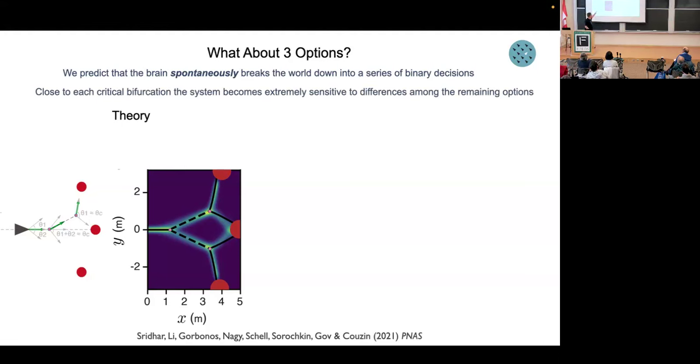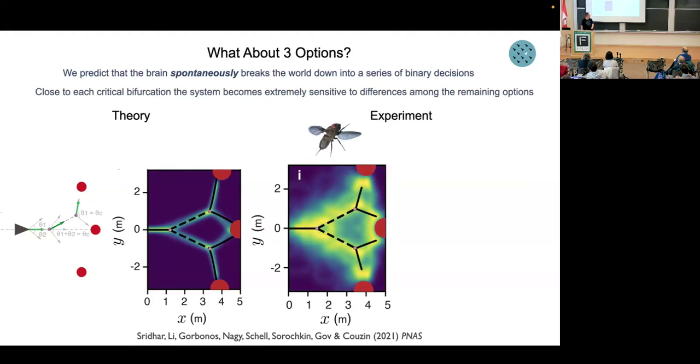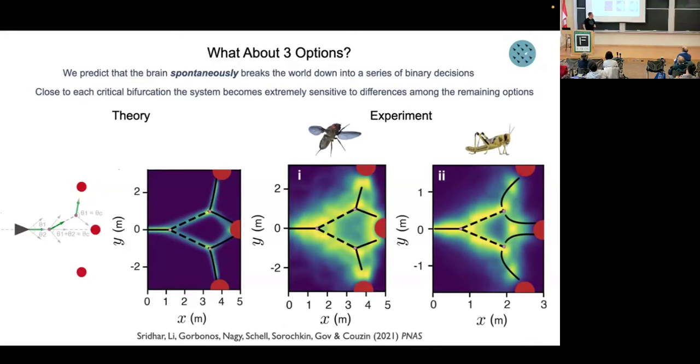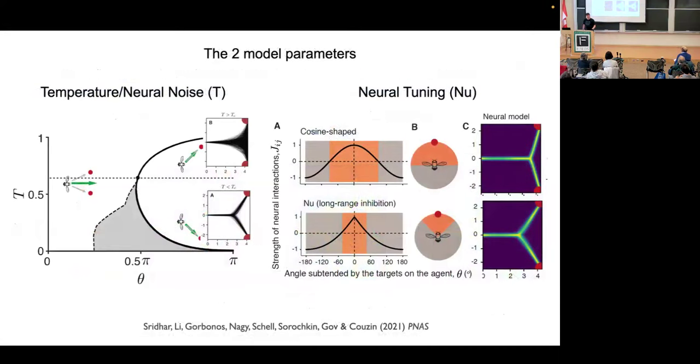And close to each critical bifurcation, the brain will probabilistically exclude the worst, then the next worst, and the next worst option. Again, a property that comes for free because it's an emergent property. We don't put this in the model. And here are the data from the experiments with fruit flies and with locusts, showing, as predicted by the theory, we have evidence that there's this double bifurcation in the brain as it moves through space.